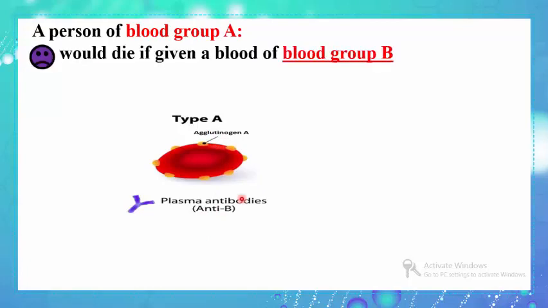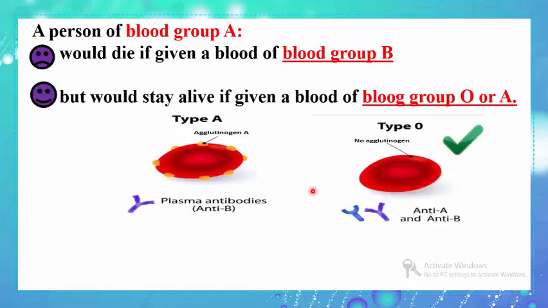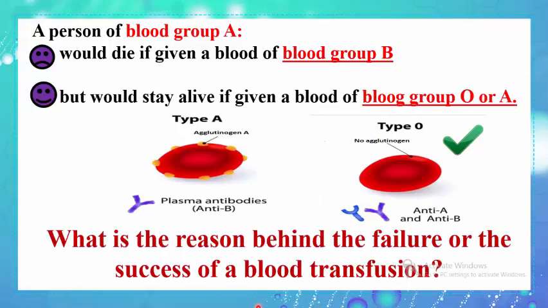This individual cannot receive blood from blood group B. However, he can survive in case he receives blood from a blood group O or A. But what is the reason behind the failure or the success of a blood transfusion? Why is the person of blood group A able to receive blood from blood group O or A, but he cannot do that with blood group B?